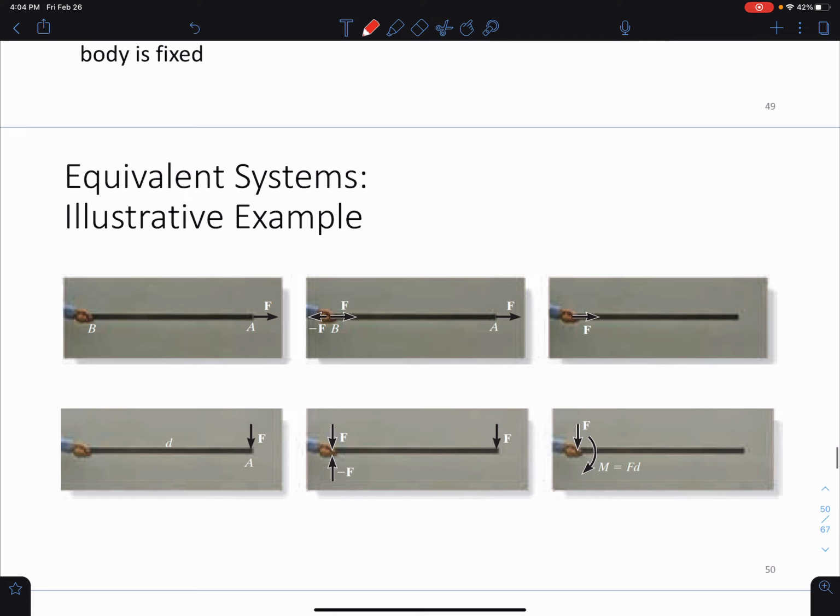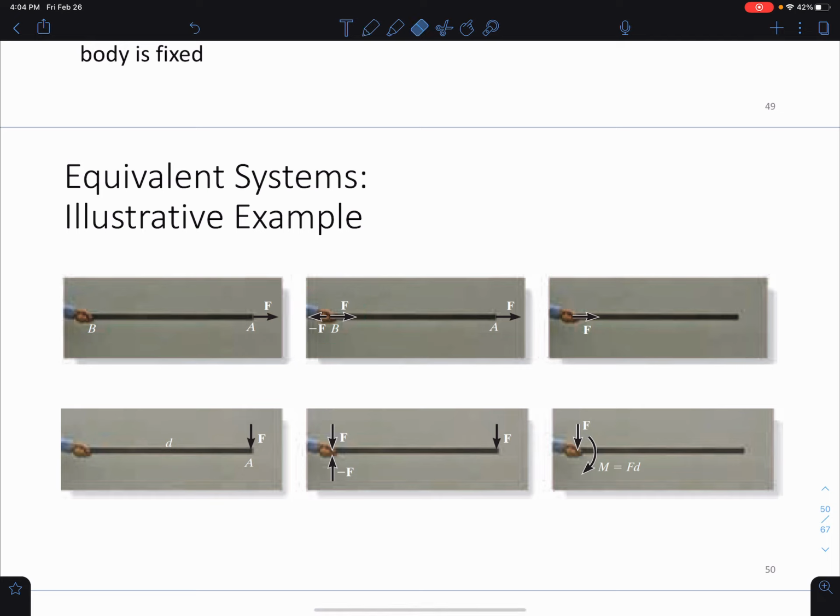So here is an illustrative example, and I'm going to walk you through this. I have a stick here, right? And I want you to consider holding the stick in the first figure that's subject to the force F at point A. Now imagine attaching a pair of equal but opposite forces, F and negative F, at point B, just like you see right here. Okay, this is on the line of action of F, and we can see that negative F at B and F at A cancel each other out.